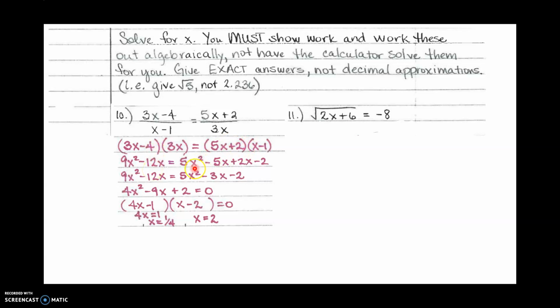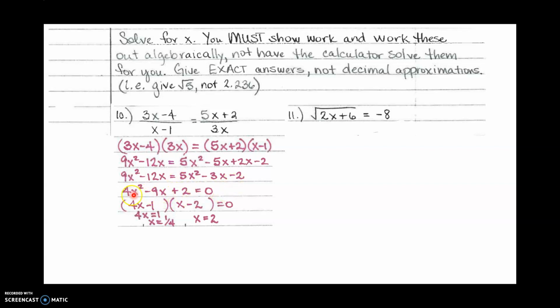5x times x is 5x squared. 5x times negative 1 is negative 5x. 2 times x is 2x. And 2 times negative 1 is negative 2. So let's simplify here. Negative 5x and positive 2x would be negative 3x. And then let's get it all on one side set equal to 0. So subtract 5x squared from both sides. Add the 3x to both sides. And add the 2 to both sides.